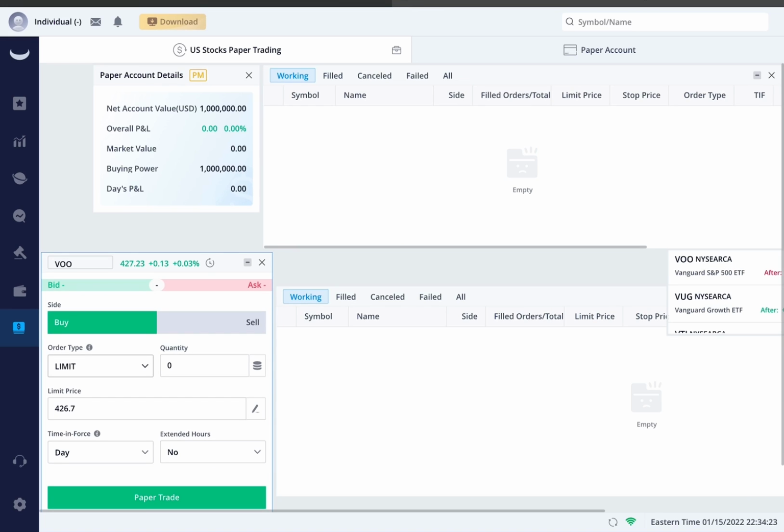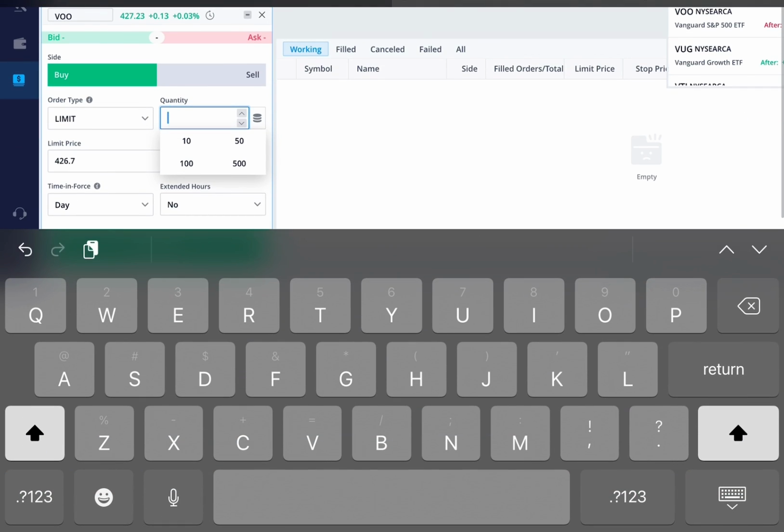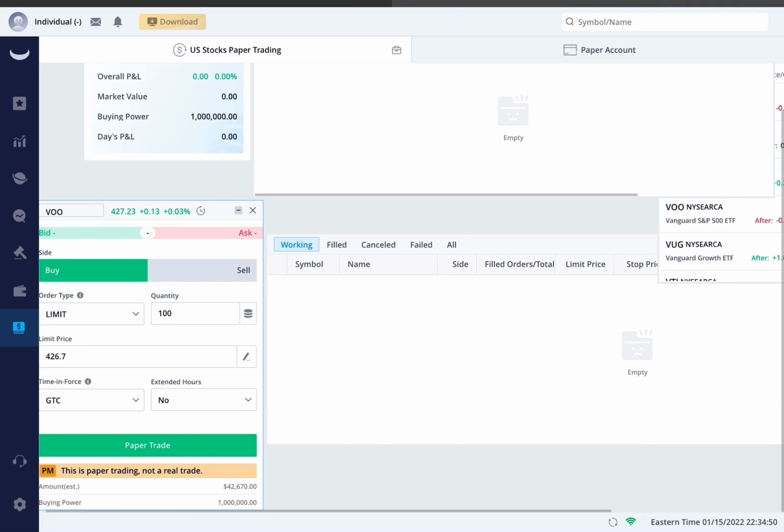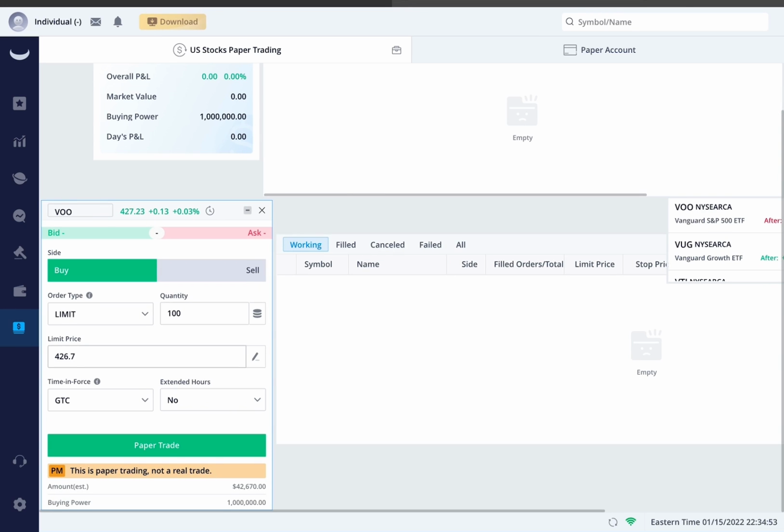So I'm going to spend $426.70 per share. And here I am going to buy 10 shares. Well, let's go with 100 shares. So 100 shares is going to cost quite a bit, and I am going to have it enforced until I cancel. So GTC time enforce, okay, and then yes, I want after hour trading. I don't want day, I want GTC. Okay, and then I am going to click on paper trade.